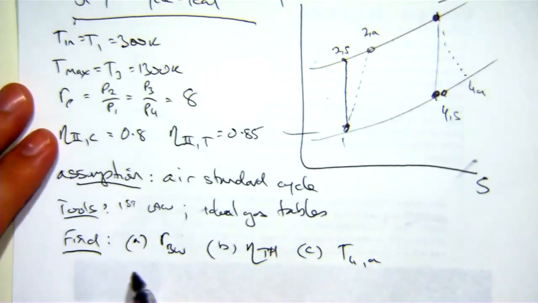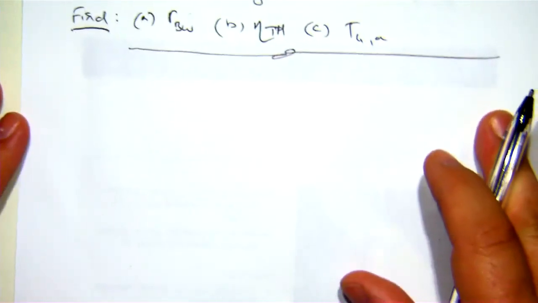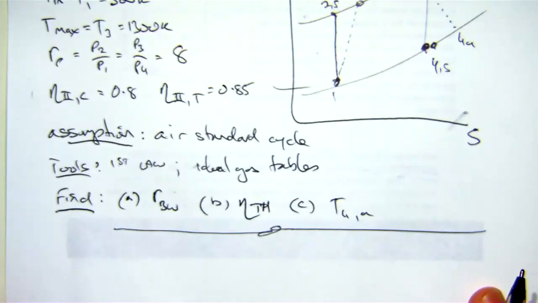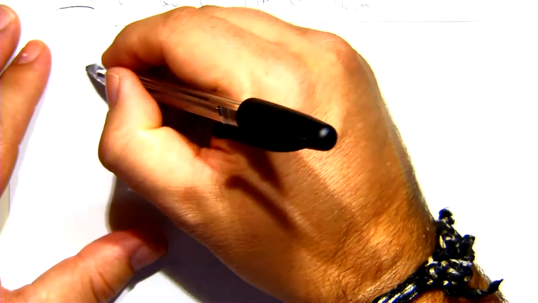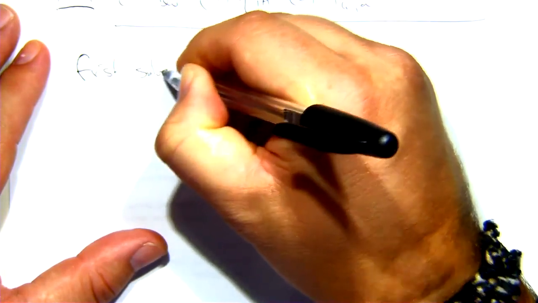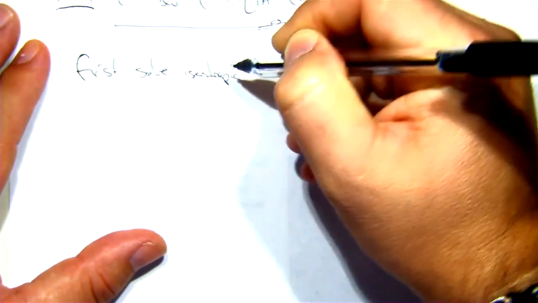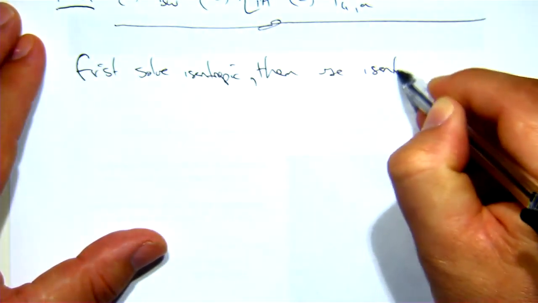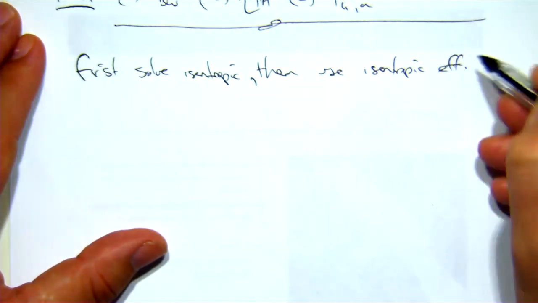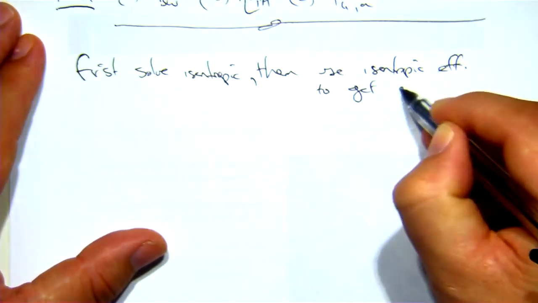And now we need to start solving. Is that going to move that? Yep, good. No one screamed. The trick to this, the trick to most cycle problems, is to solve the isentropic cycle first. You've got the tools for that. So first, solve isentropic. Then use isentropic efficiency to get actuals.